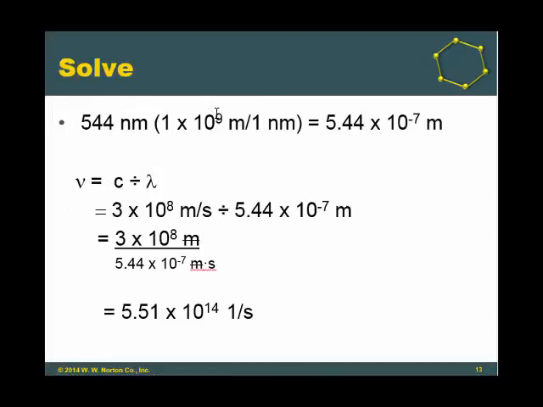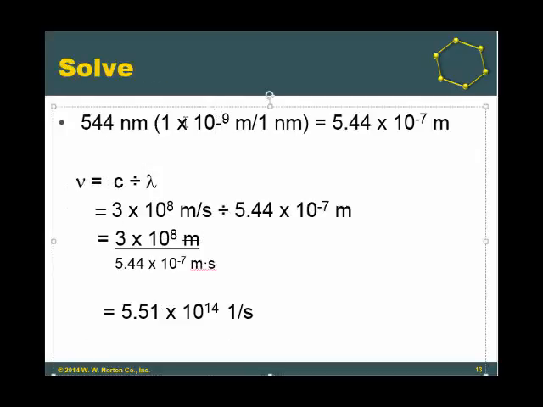So as we solve here, I'm going to take 544 nanometers, multiply it by 1 times 10 to the minus 9th meter, divided by 1 nanometer. Our nanometers cancel out, and we're left with units of meters. So a wavelength of 544 nanometers is 5.44 times 10 to the minus 7th meters.